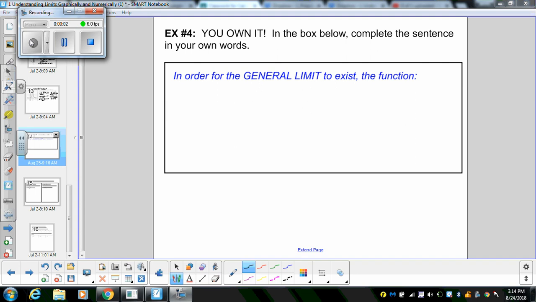Alrighty, to wrap up understanding limits graphically and numerically, we're going to look at example 4. It says, you own it. In this box below, complete the sentence in your own words: In order for the general limit to exist, the function... and then let me know, and be ready to discuss this tomorrow in class. We will compare each other's definitions.